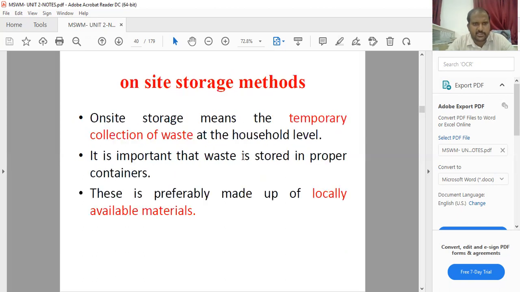the regulation. The next topic is the on-site storage method. On-site storage method means temporary collection of waste at the household level. The next point is that it is important that waste is stored in proper containers, preferably made up of locally available materials.